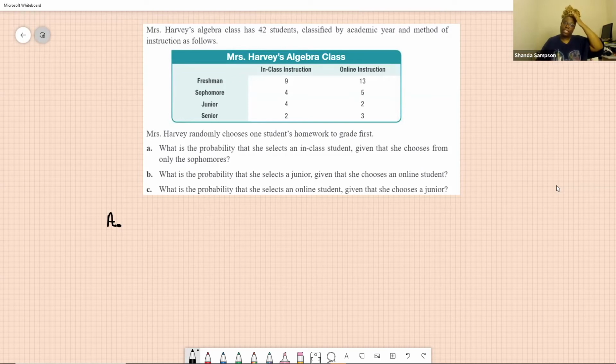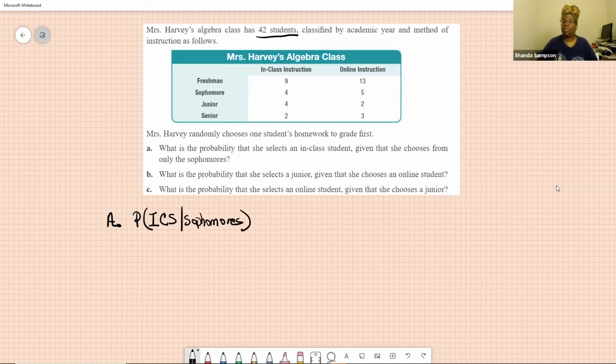So if I take a look at this, I've got this chart of Mrs. Harry's algebra class. She has 42 students in total, and they're all classified by academic year and whether they're in-class instruction or online instruction. She randomly chooses one student's homework to grade first. So question A is, what is the probability that, and look at what I'm writing, that she selects an in-class student, I'm going to call it ICS, with the line, given that, we'll always say given that, she chooses from only sophomores. Now let me write the probability formula that we just went over here.